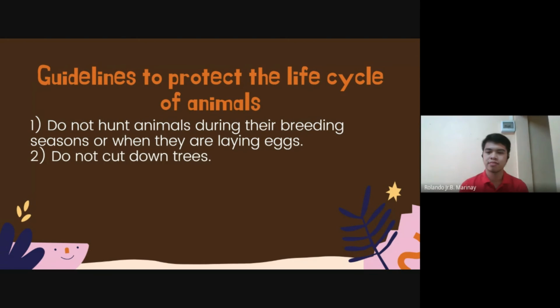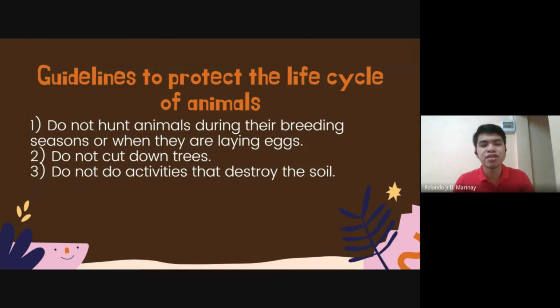Number 2. Okay, next, number 3. Do not do activities that destroy the soil. Number 1, do not hunt animals during their breeding seasons or when they are laying eggs. Number 2, do not cut down trees. And number 3, do not do activities that destroy the soil. Those are the things that we have discussed a while ago.